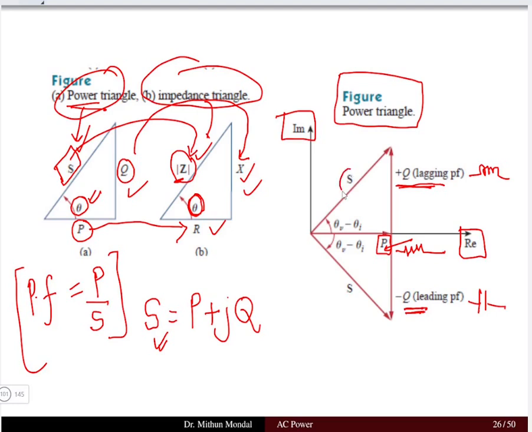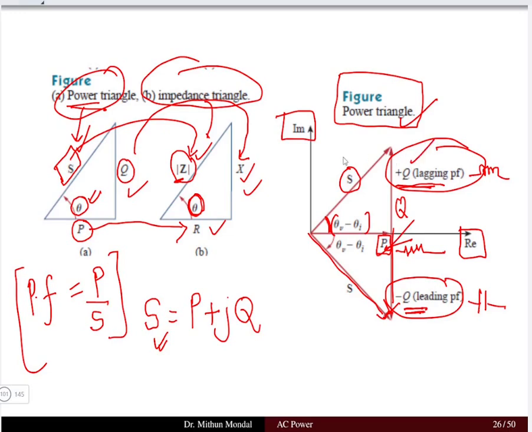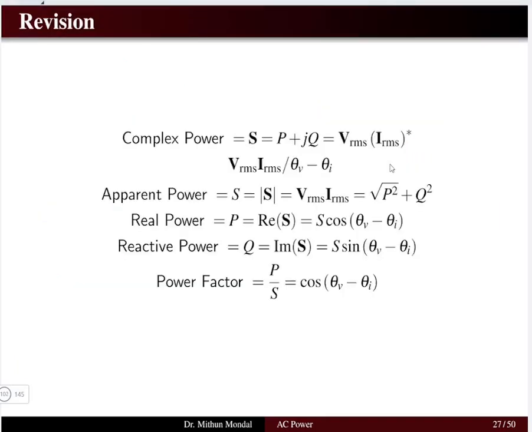The complex power S makes an angle with P, which is theta. This angle is between the real power and the complex power, so theta V minus theta I, the angle between the voltage and the current, which is the power factor angle, when the load is lagging in nature. If the load is leading in nature, then the complex power will come downward here and you will have the reactive power like this. So this is the power triangle, which deals with real power, reactive power, complex power and the power factor angle. Now let's quickly revise all the formulas that we have studied for power.